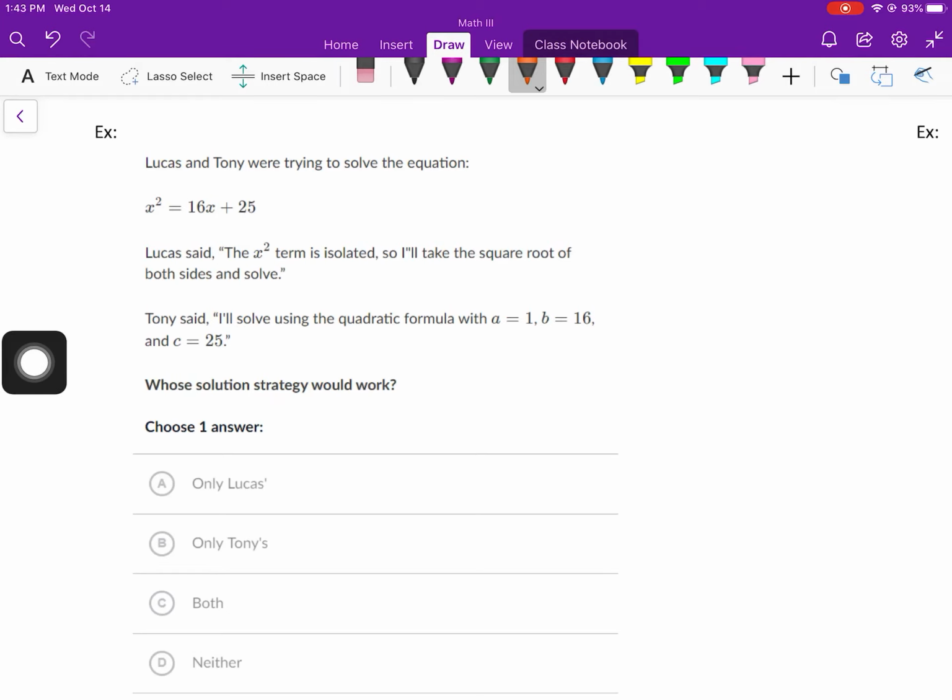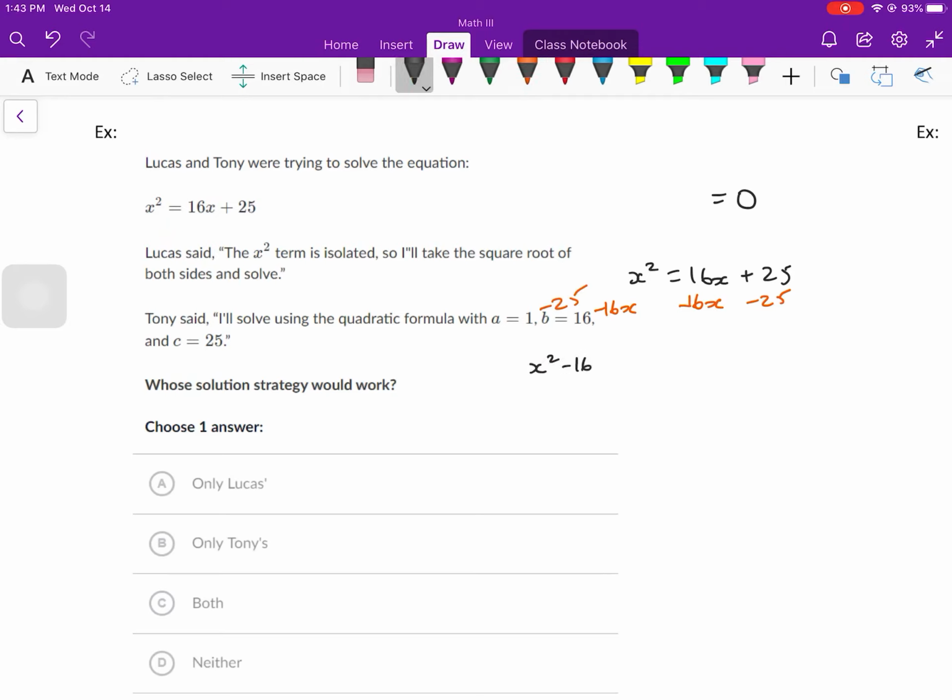Let's look at what Tony said. I'll solve using the quadratic formula with a equal to 1, 16 for b, and 25 for c. Well, let's think. Doesn't the quadratic formula, remember, we have to make sure that the function equals 0? So we need to move over that 16 and also that 25. So minus 16x minus 25 to the other side as well. And you would have x squared minus 16x minus 25 equals 0. So actually b would be negative 16 and c would be negative 25. So in this case, both of them are wrong.